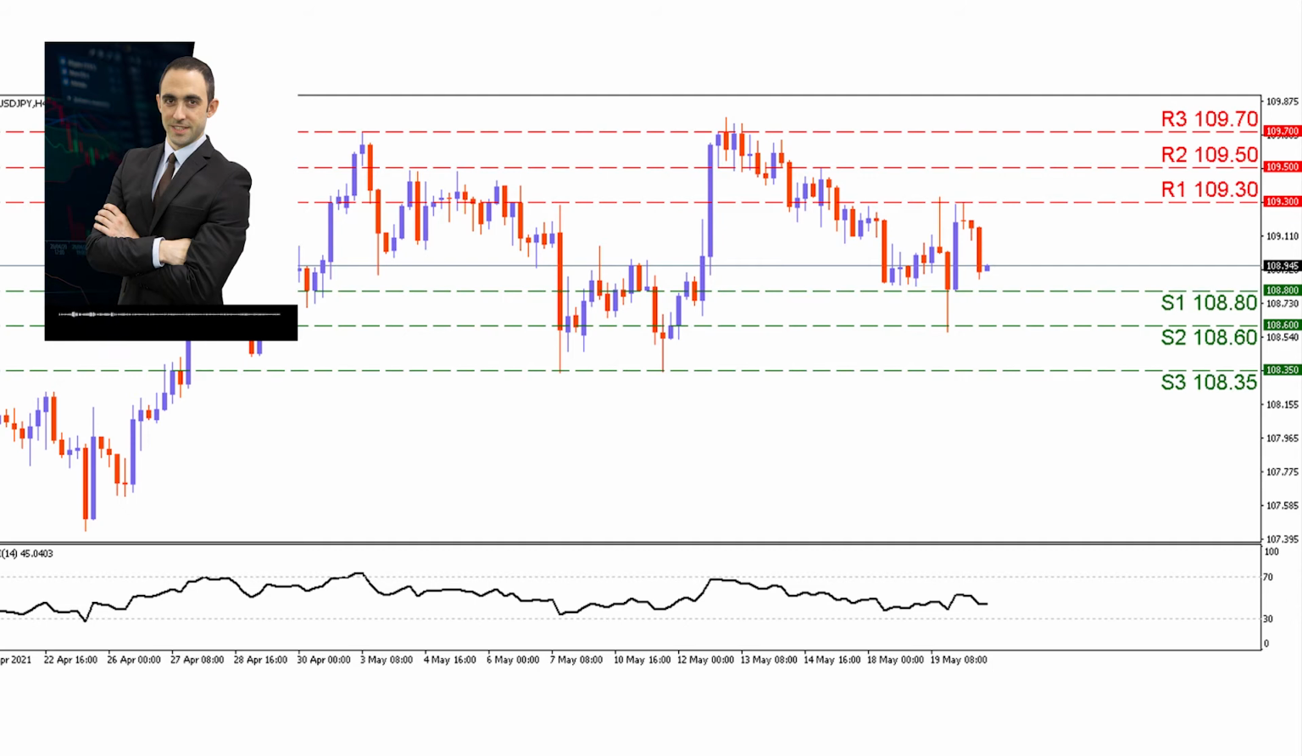Now, USDJPY has been in a tight sideways run between the R1 109.30 resistance and the S1 108.80 support since the 17th of May. USDJPY has been moving in an even wider sideways movement in May between the R3 109.70 line and the S3 108.35 level. This price range seems to be dominated for May. Thus, these could be make or break levels in the near future.